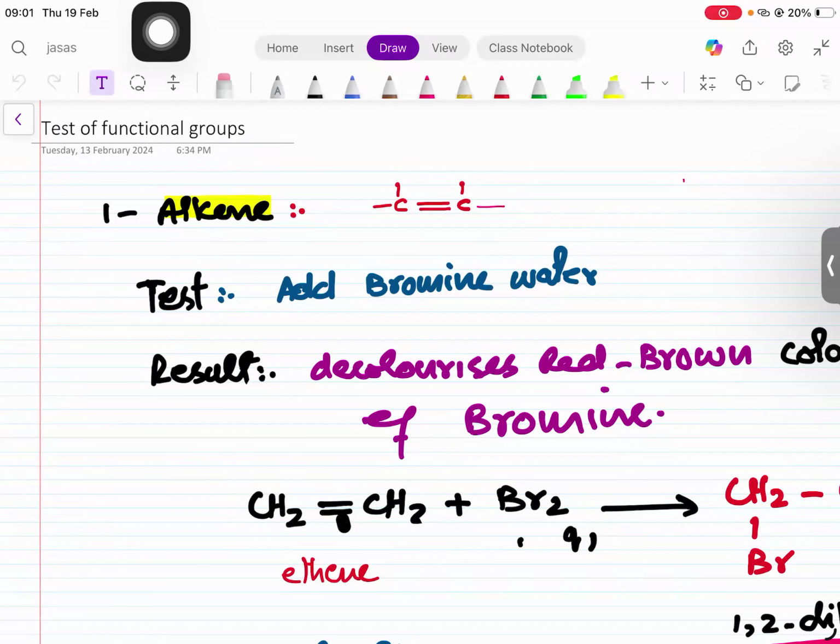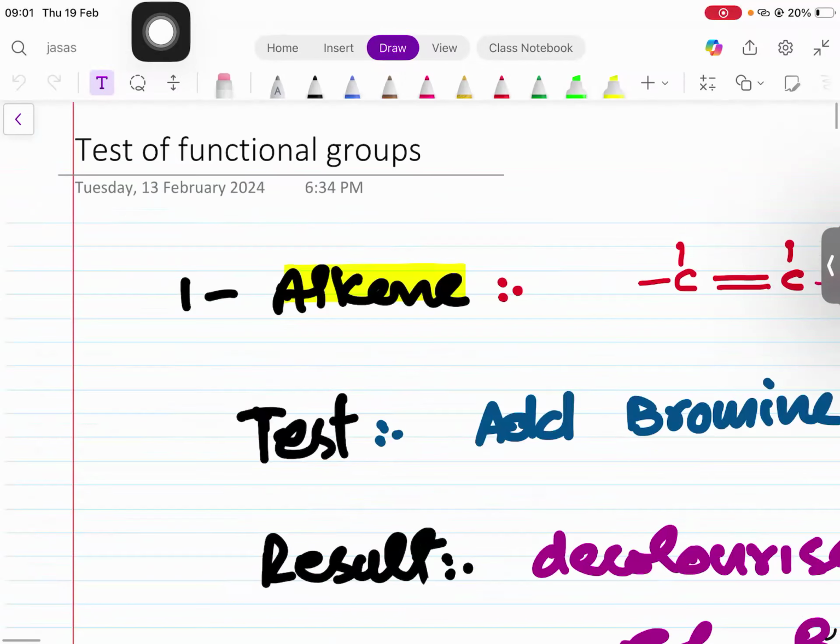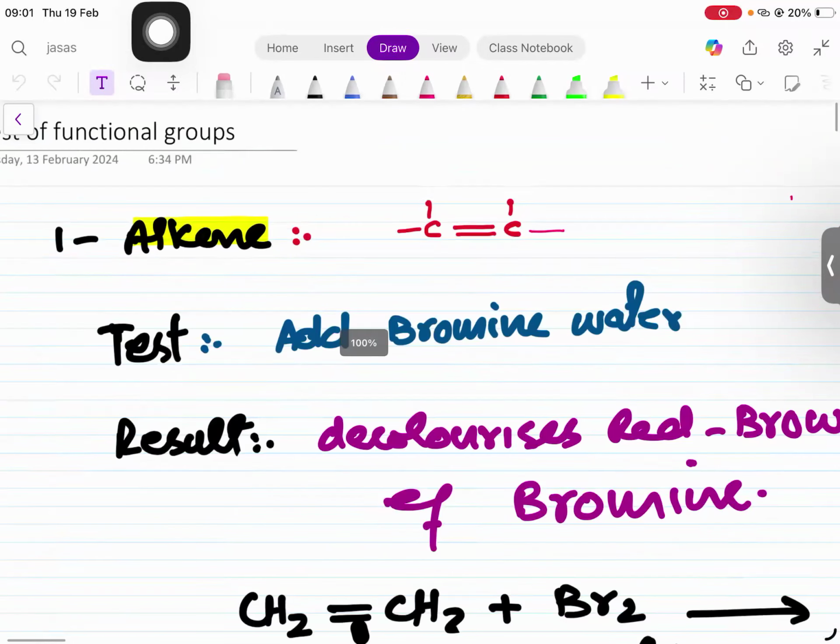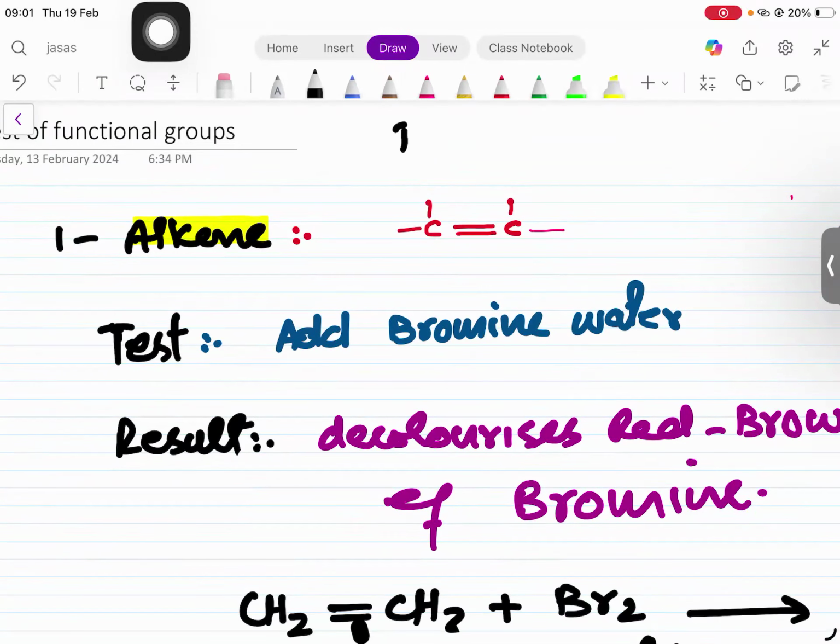Today we are going to discuss the test of functional groups, what kind of tests or indications are used to identify the different functional groups, starting from alkene. Please give a heading, test of functional groups.